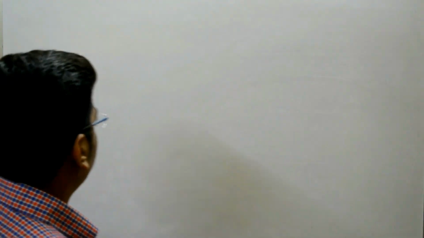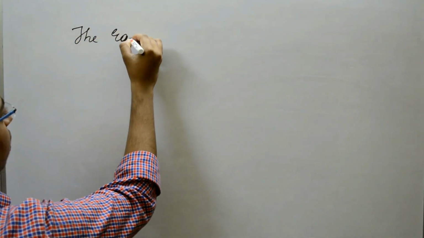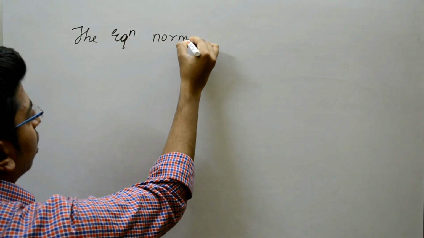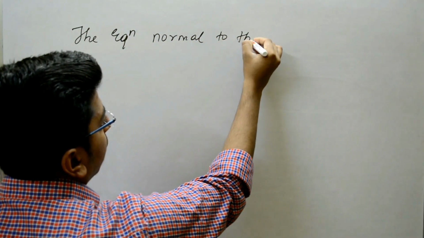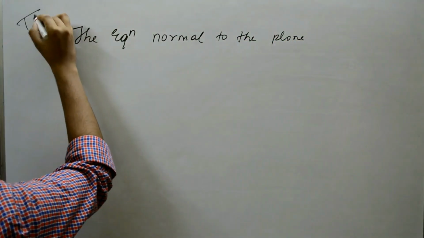Basically, I have divided the plane chapter into 5 parts: type first, type second, type third, type fourth, type fifth. Okay, so we will now study type 1. In type 1, it is the equation for the normal to the plane.